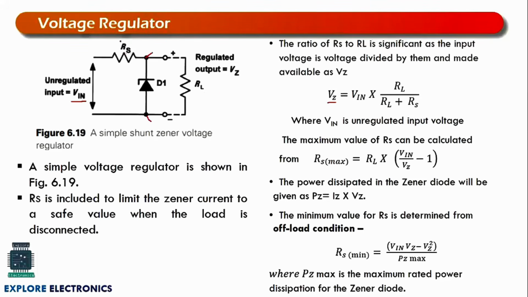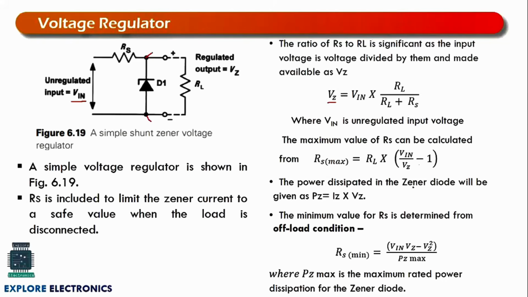We need to choose this RS carefully. We need to understand the maximum value of RS we can use. The maximum value of RS, RS maximum, is equal to RL divided by (Vin divided by Vz minus 1).